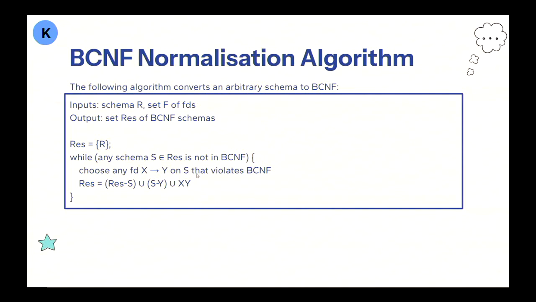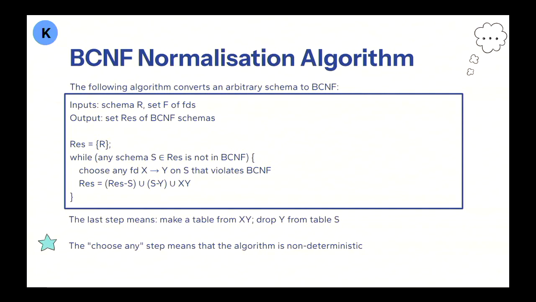So what we can do is go through all the schemas we already have, go through all the functional dependencies in that schema, and see if that functional dependency violates BCNF. If so, we will separate that table and put it back into our set of schemas. And we will do this until all the functional dependencies in all the smaller schemas do not violate the normal form restrictions.